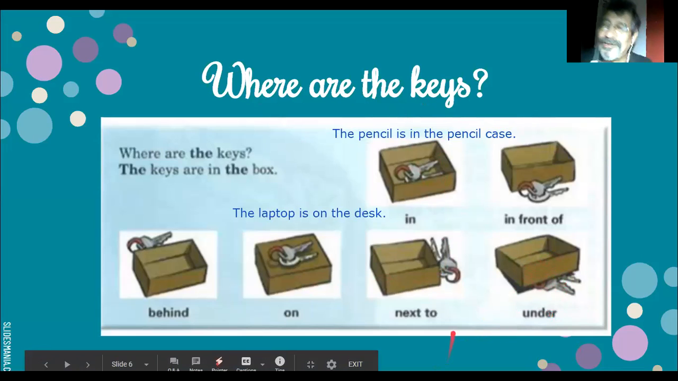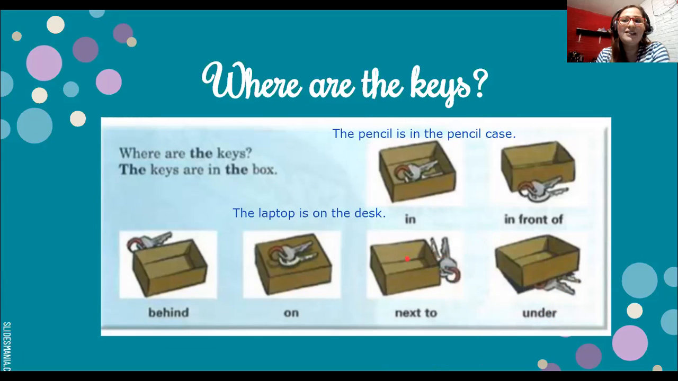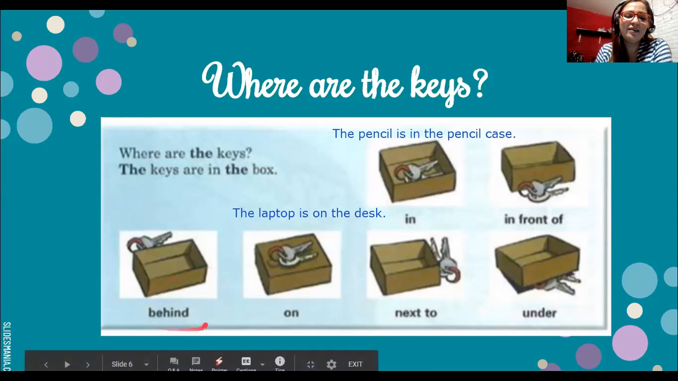Or the dog is under the table. My chair could be. Okay. Under. Okay. Now, please practice the pronunciation. In, repeat please. In front of. Behind. On. Next to. Under. All right. Very good.